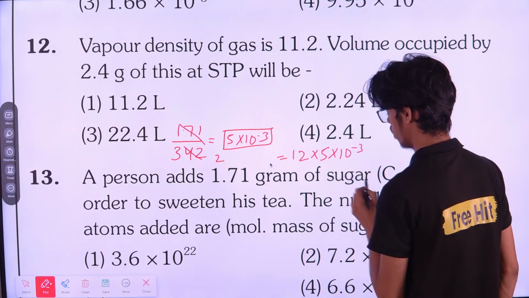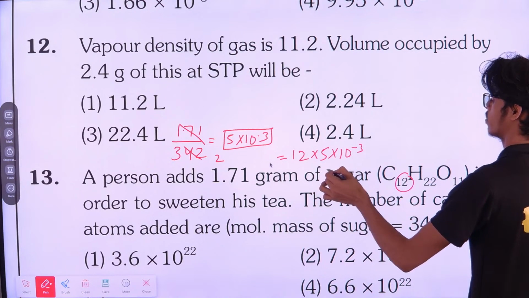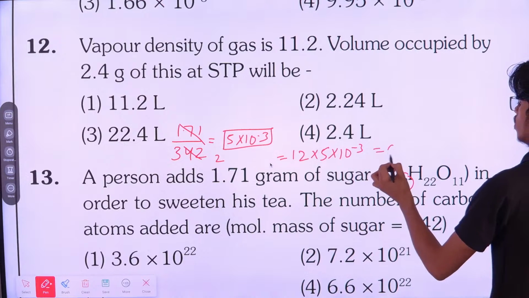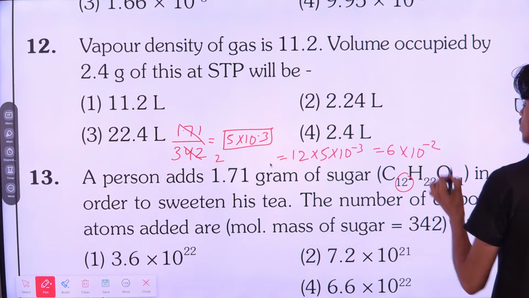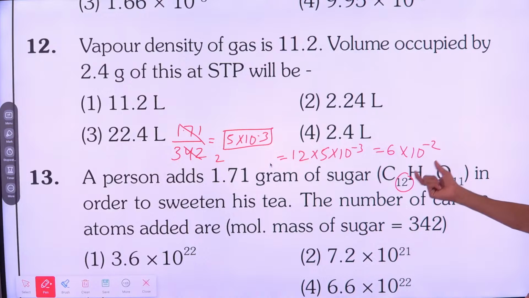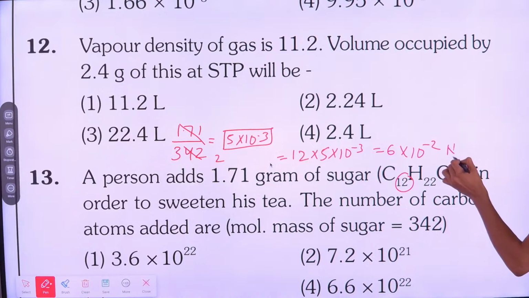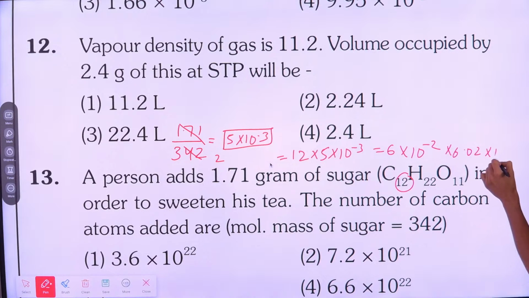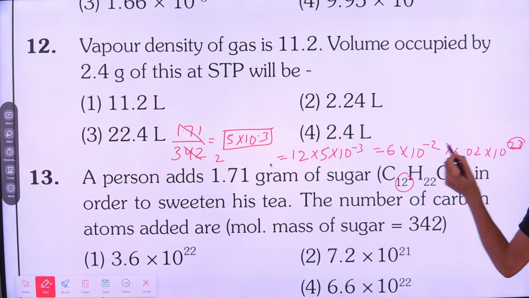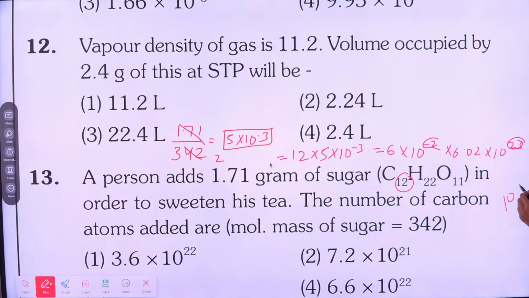This much number of carbon atoms will be there. 12.5.66 into 10 to the power minus 2. So this is the value of the moles of carbon present in it. So you have to multiply with Na to find the number of particles. Okay, let's write the number directly. Na is equal to 6.02 into 10 to the power 23. 23 minus 2 is how much? 10 to the power 21.